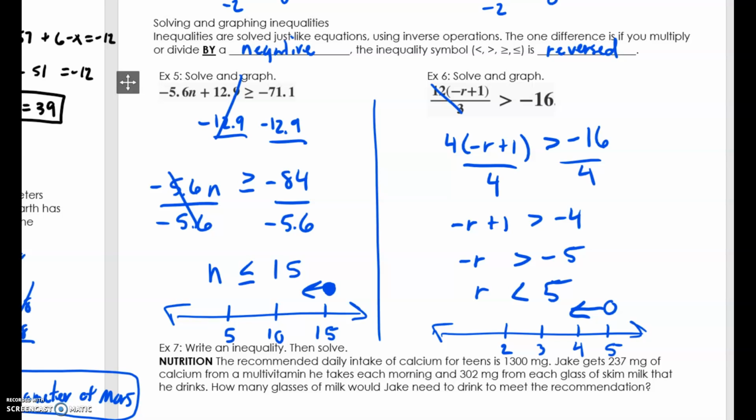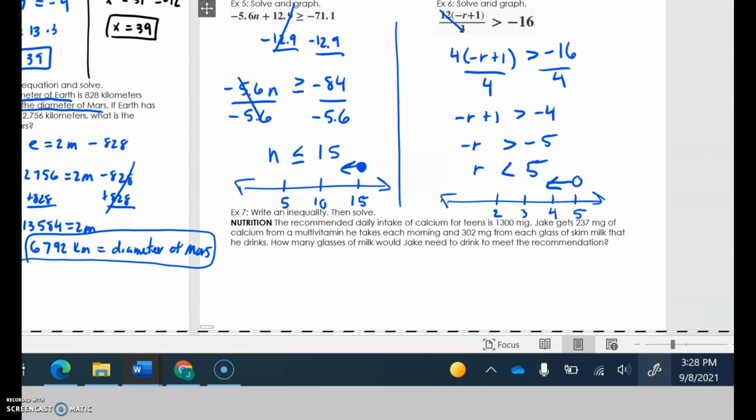Remember, that's not the only way to do it. Some of you guys probably started by just multiplying by 3, which is fine. Do remember, though, the only time you flip the inequality sign is when you multiply or divide by a negative. So if you just multiply by 3, you're not changing the sign, only when you divide or multiply by a negative number. Okay, let's jump down to our last one.